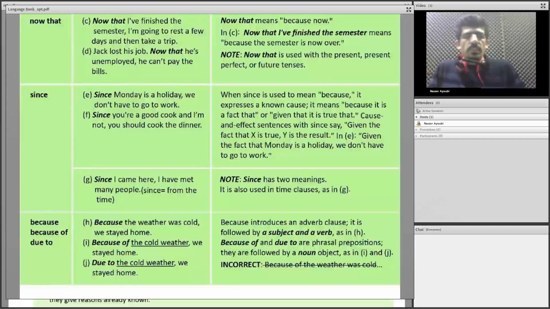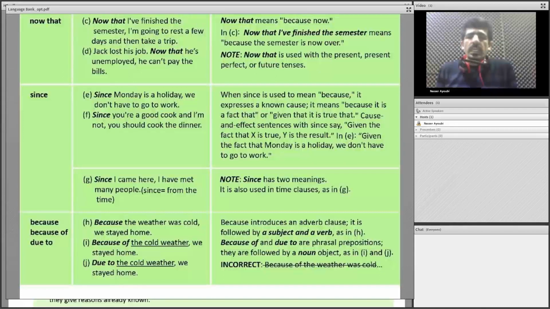Next one is since. E. Since Monday is a holiday, we don't have to go to work. F. Since you're a good cook and I'm not, you should cook the dinner. When since is used to mean because, it expresses a known cause. It means because it is a fact that, or given that it is true that. Cause and effect sentences with since say, given the fact that X is true, Y is the result.